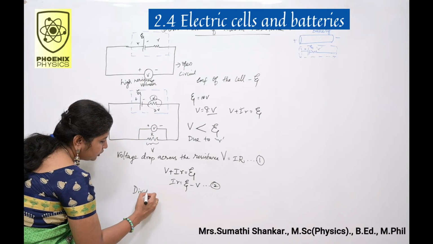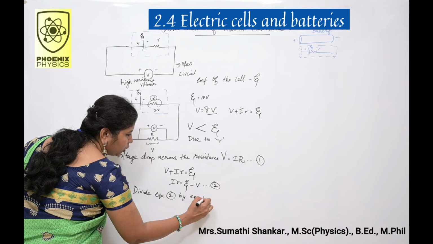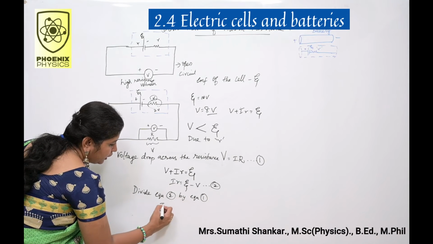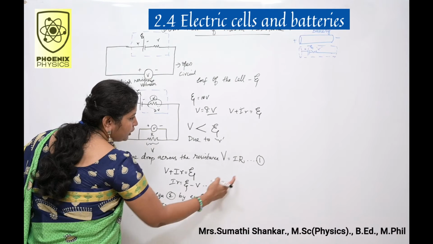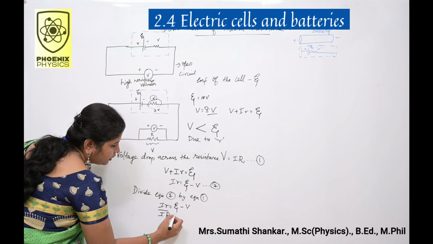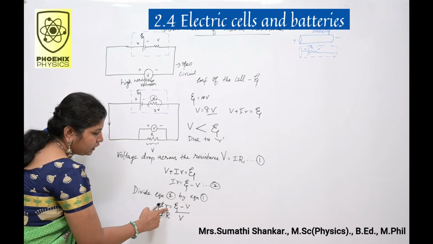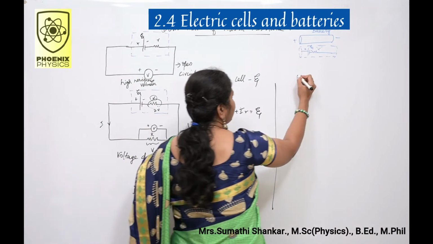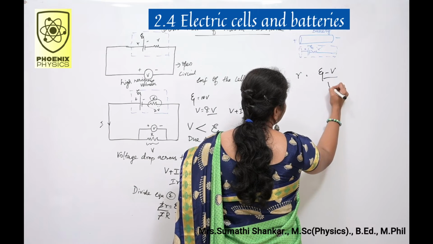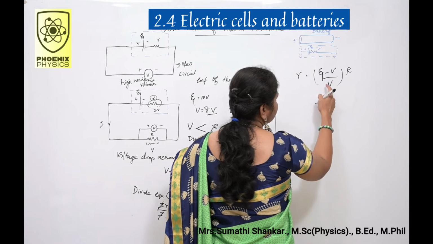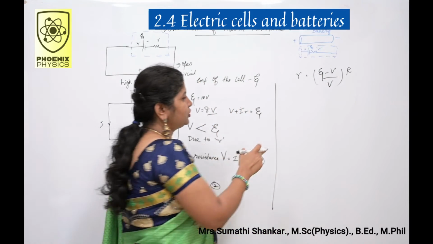Divide equation 2 by equation 1. Here Ir is equal to Xi minus V, divided by equation 1, IR, which is V. Cancel the I. I need r. So r is equal to Xi minus V by V into R. Substitute the V, R, Xi values, and you can easily calculate the internal resistance r.